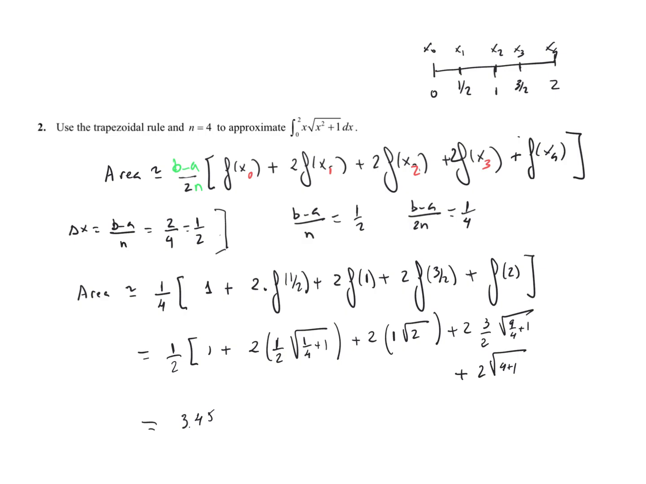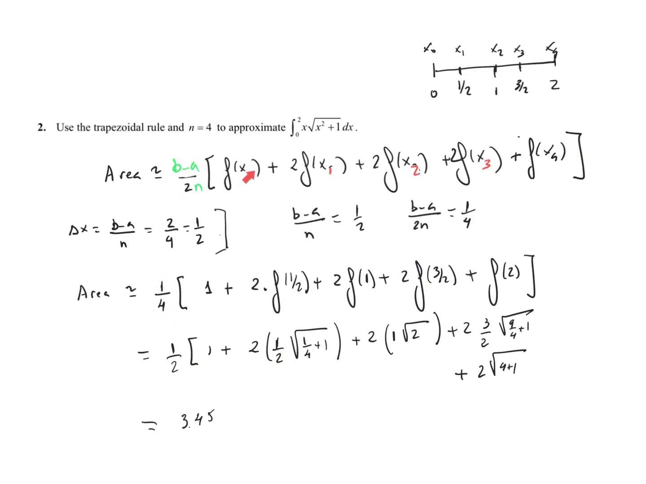Name the points x0, x1, x2, x3, and x4, and use the formula for the trapezoidal rule, which says that the area under the curve is (b minus a) divided by 2n times f of x0 plus 2 times f of x1 plus 2 times f of x2 plus 2 times f of x3 plus f of x4, where now b minus a is 2 minus 0, which is 2. n is 4, so (b minus a) divided by n is 1/2, and (b minus a) divided by 2n is 1/4.